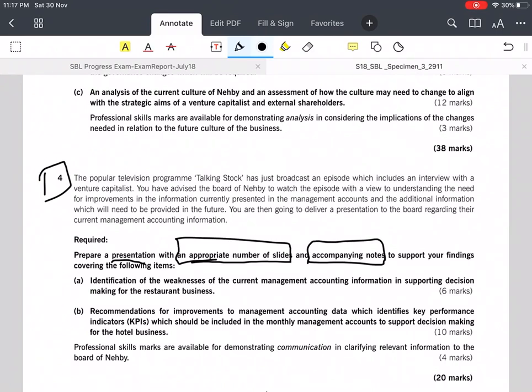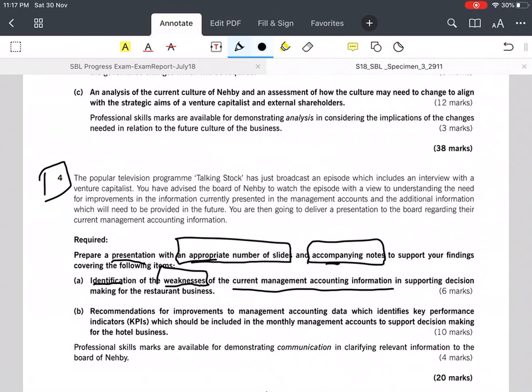What should those points and notes cover? The identification of weaknesses. We have to identify weaknesses in the management accounting information given in the exhibits. We should identify what the weaknesses of that management accounting information given in the exhibit are. What are the missing areas in those management accounts? We have to identify that.